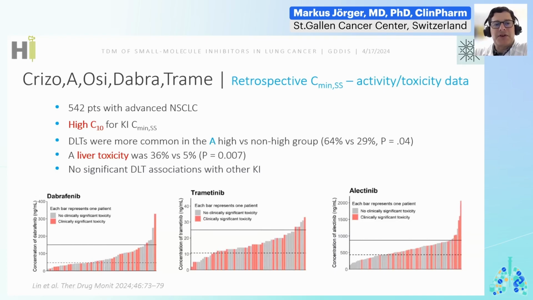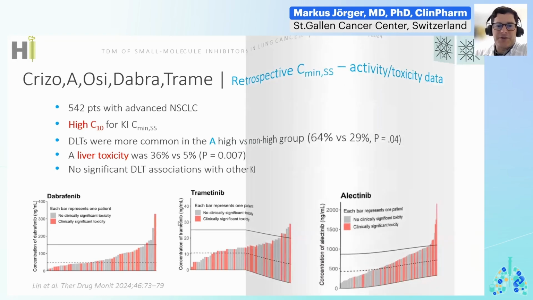again, our Dutch colleagues looked retrospectively at a pretty extensive group, all patients with advanced NSCLC, and they looked at those 4 protein kinase inhibitors, and they took the patients with the 10% highest trough levels and looked whether there was an association with toxicity. There was one, but only for alectinib. You can see here clearly the red bars are the patients with higher concentrations. This was not found for the MEK or the BRAF inhibitors.